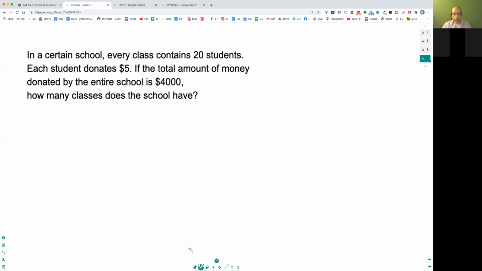All right, so try this problem. Let's understand it. In a certain school, there are a variety of classes, and each class contains 20 students, and each student donates $5.